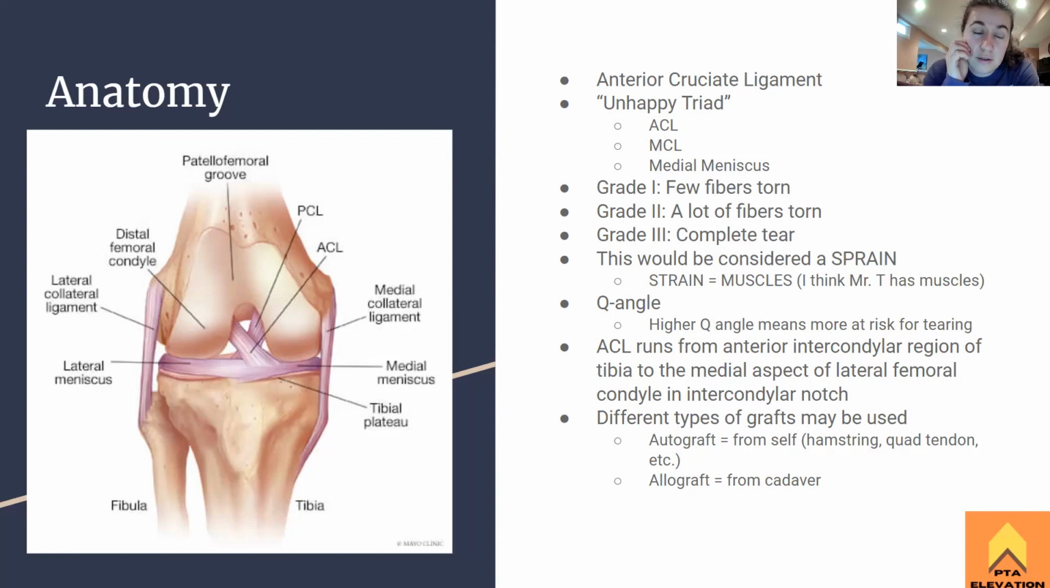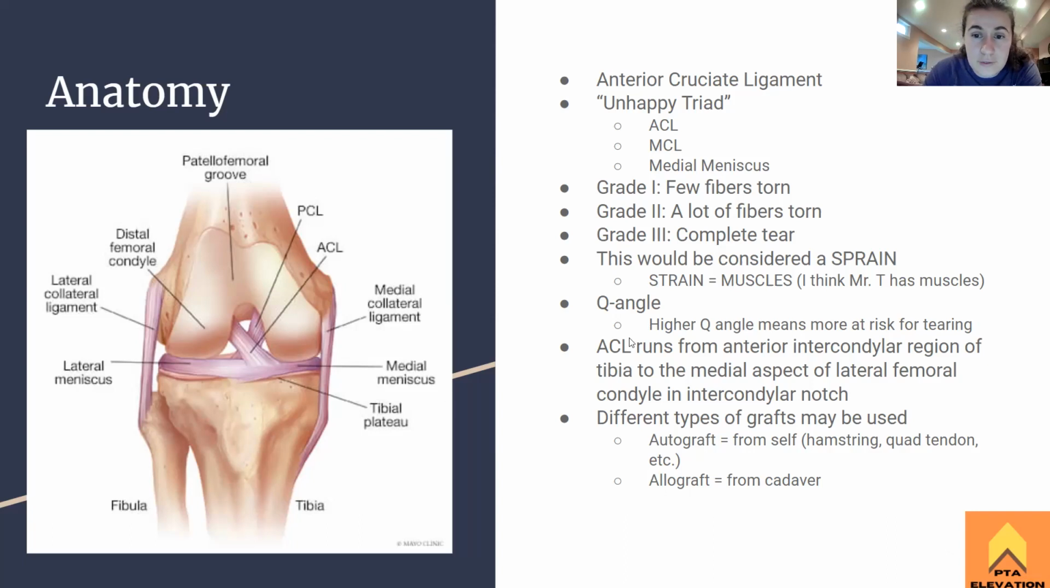Another thing to look at when you have an ACL tear: it's usually not by itself, at least in real people on the boards. They might ask you about the unhappy triad, where you tear your ACL, MCL, and medial meniscus. The ACL kind of blends into the medial meniscus, and so does the medial collateral ligament. So if you have a traumatic injury, they usually come in threes. You know what they say about things coming in threes. MCL, ACL, and medial meniscus tend to be the culprits when you have an injury to your knee.